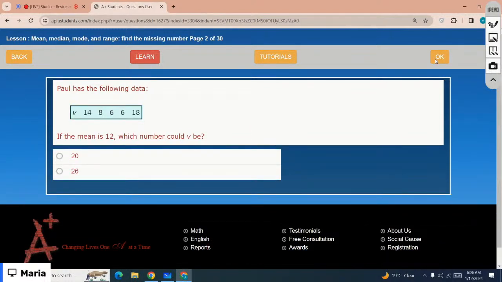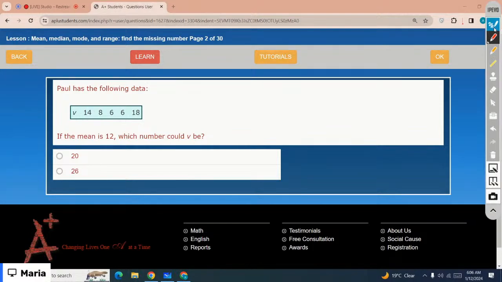Okay. Paul has the following data. If the mean is 12, what could V be? So you are given the data, and you are given that the mean of the data is 12. You need to calculate V. So just go through the definition of the mean. How do we calculate the mean? We calculate the mean by adding all the numbers and dividing them by the number of values. Okay, let's suppose V is 20. So just replace V with 20. The data would be 20 plus 14 plus 8 plus 6 plus 6 plus 18.